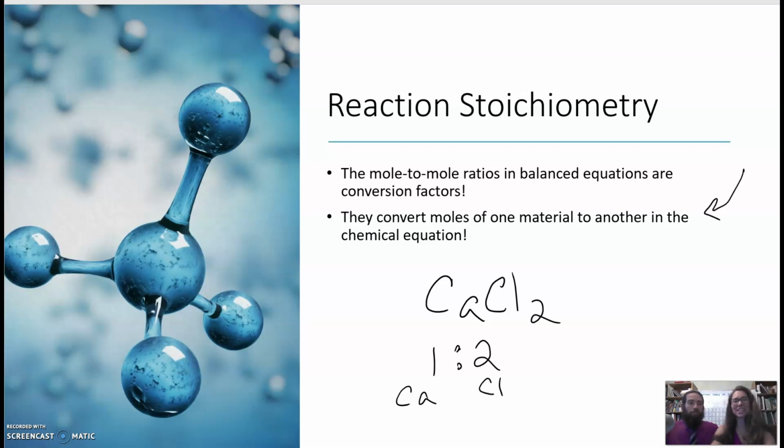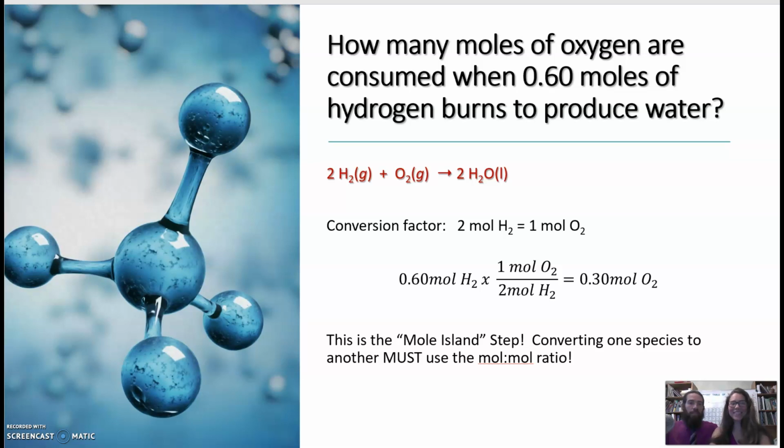I'm emphasizing it. All right, so here's an example of using this mole-mole ratio in a problem. How many moles of oxygen are consumed when 0.6 moles of hydrogen burns? Now this is a reaction, so we're not talking about atoms of oxygen and atoms of hydrogen. We're talking about oxygen gas and hydrogen gas, and the way that they exist are diatomic elements. So we have to write them in the reaction as diatomic elements.